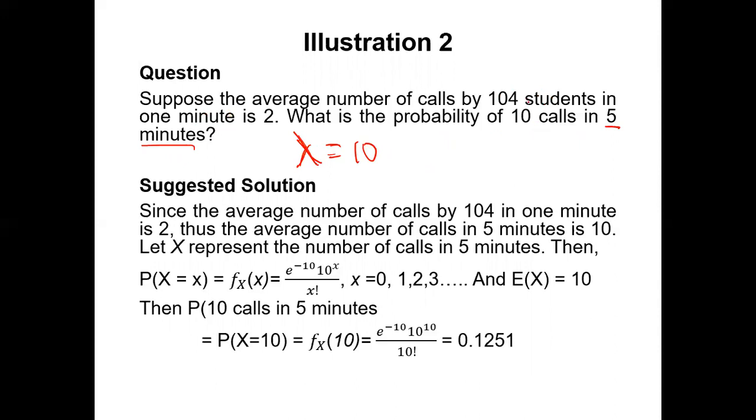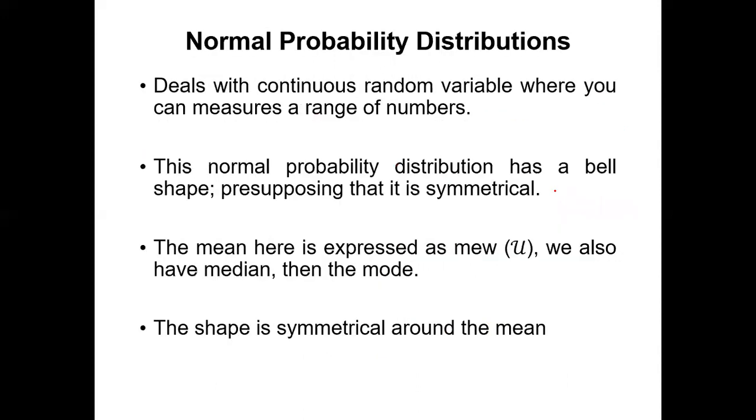They are looking for the probability of 10 calls in 5 minutes. So 10 calls here means that x is equal to 10. Please, it's just a mere coincidence that this is 10 and that is 10, so let's not confuse ourselves. Plugging them into our formula, e raised to the power minus lambda will be e raised to the power minus 10. Then lambda raised to the power x: 10 raised to the power 10, all over x factorial, which is 10 factorial. Then this will be the final answer.